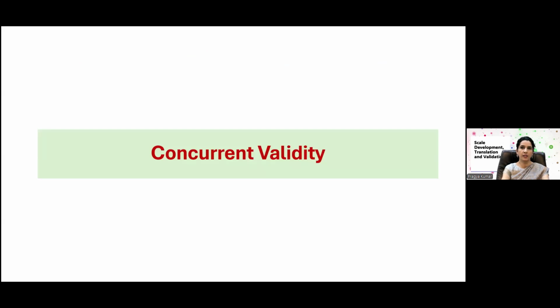Now coming to the concurrent validity. So till now we have done, Dr. Om Prakash is asking correlation average within and between. Yes, right. So, have you understood?